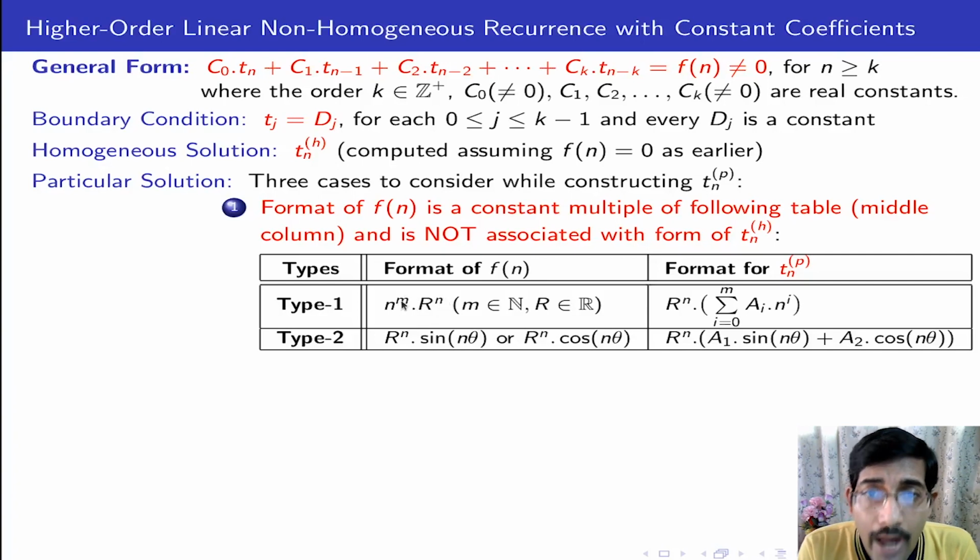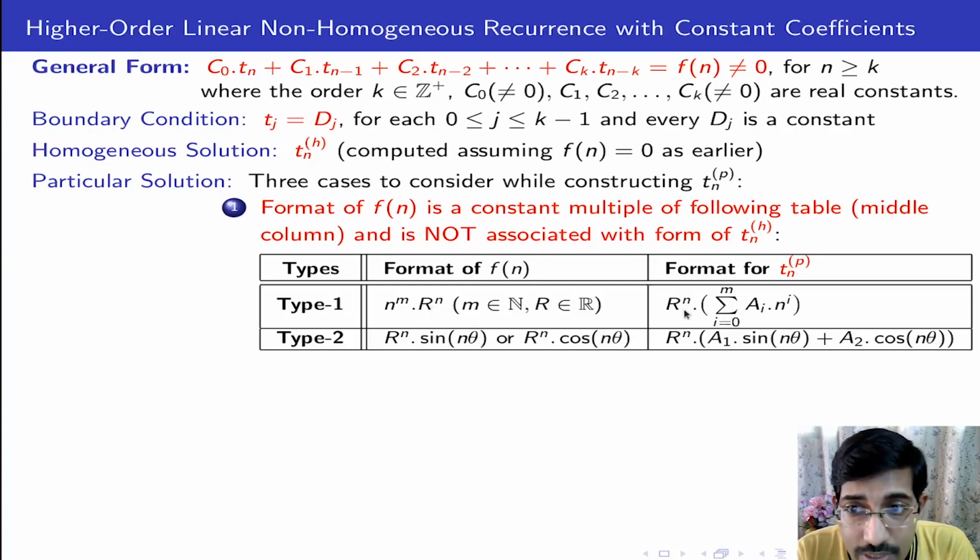In that case, if you see the previous lecture, what we did for r to the power n, we did it with a into r to the power n. So when m is equal to 0, this form is r to the power n, and it is a0 n to the power 0, so it becomes a0 r to the power n. That is what we have taken as the particular solution when Fn is not associated with the form that your TNH provides you.